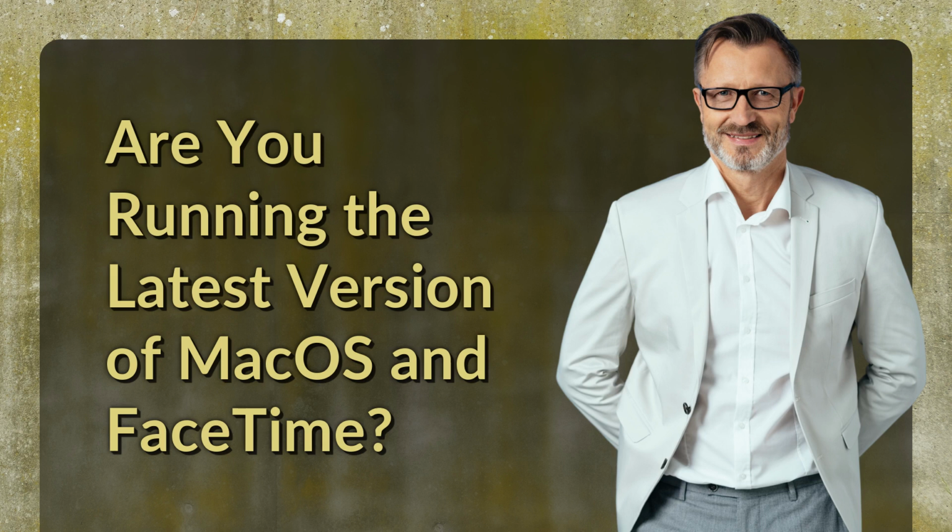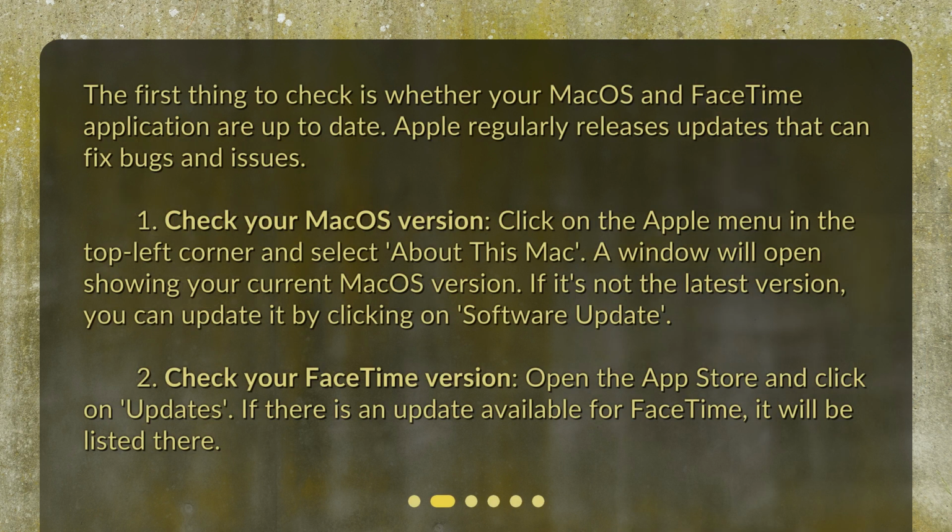Are you running the latest version of macOS and FaceTime? The first thing to check is whether your macOS and FaceTime application are up to date. Apple regularly releases updates that can fix bugs and issues. 1. Check your macOS version. Click on the Apple menu in the top left corner and select About this Mac. A window will open showing your current macOS version. If it's not the latest version, you can update it by clicking on Software Update.